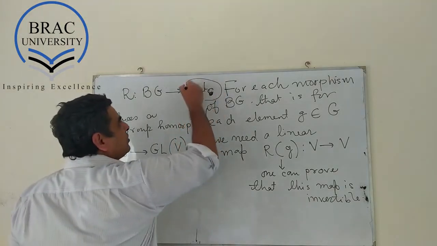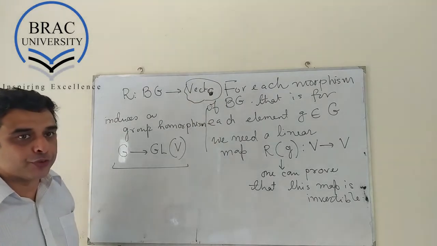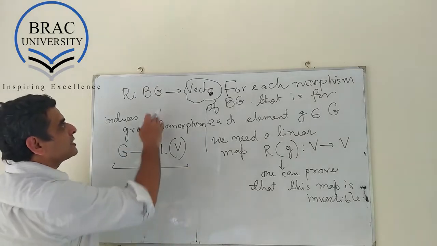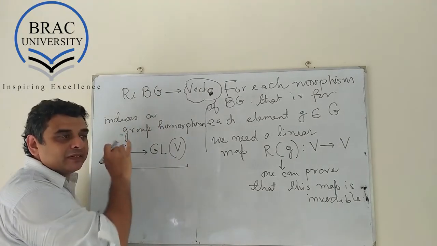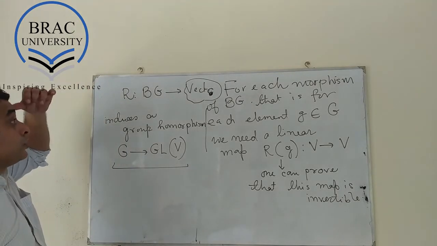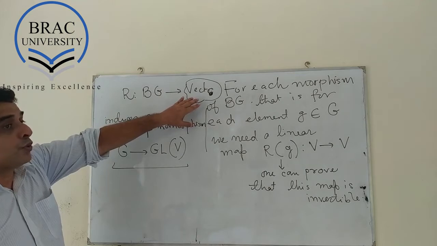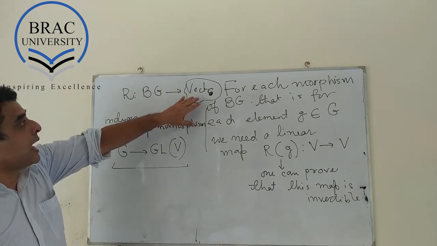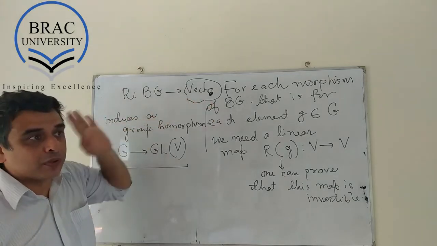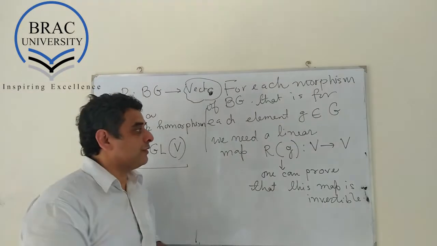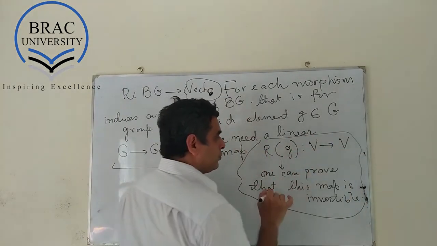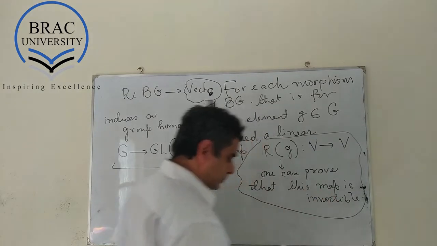But in this category, there are morphisms which are not invertible. They don't have pre-images under this functor in BG. Okay? So only those morphisms have a pre-image under this functor which are invertible. This is given by this statement that Rg from the vector space to itself is invertible.